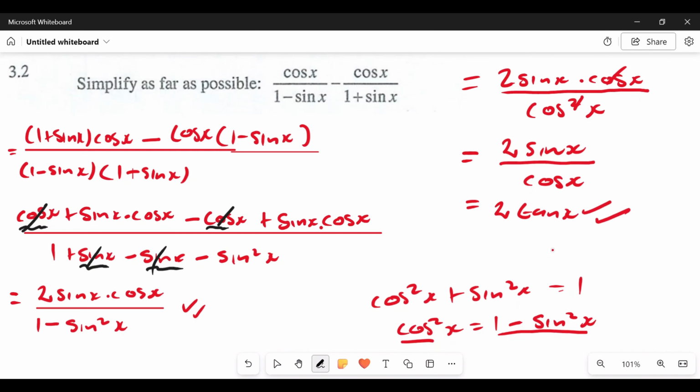Right, I hope you guys managed to understand this one. It was a bit complex, but not really that much. All you need to do is simplify this further and try to use your trigonometric knowledge and the identities that you know of. But guys, this was not that difficult.